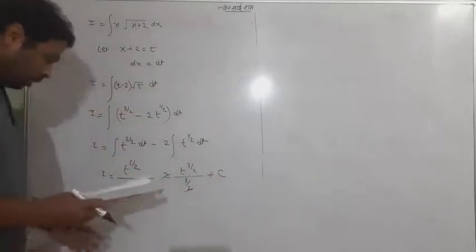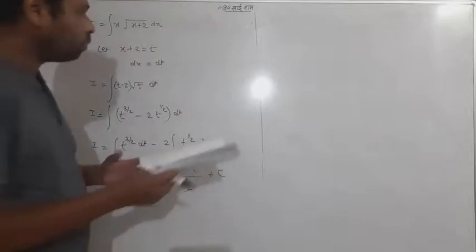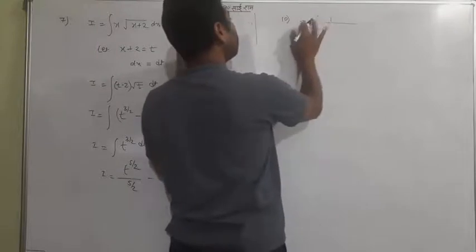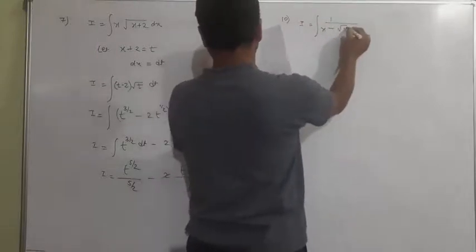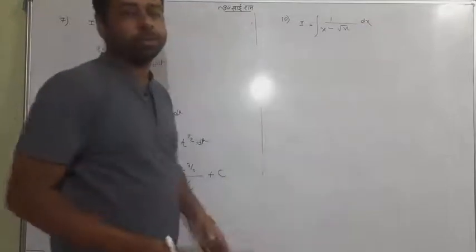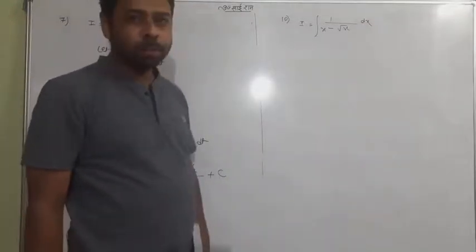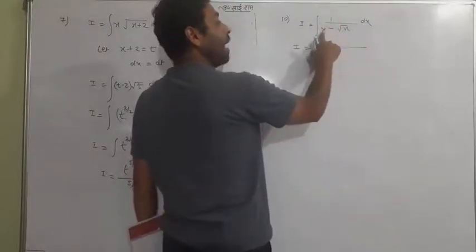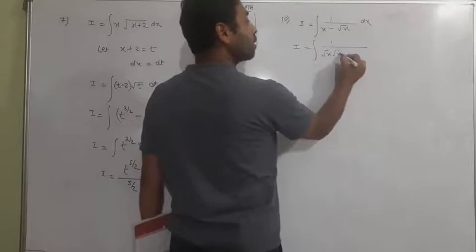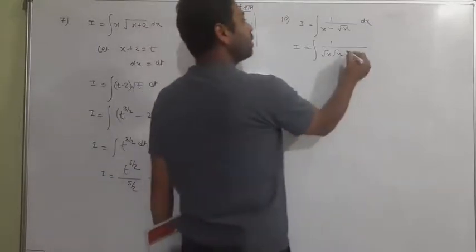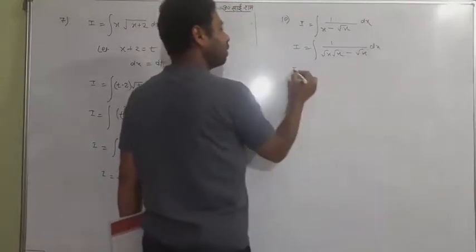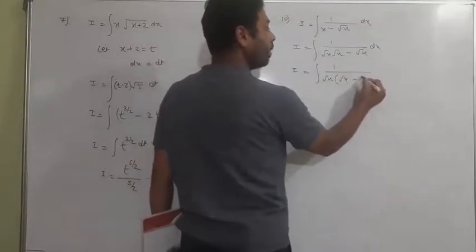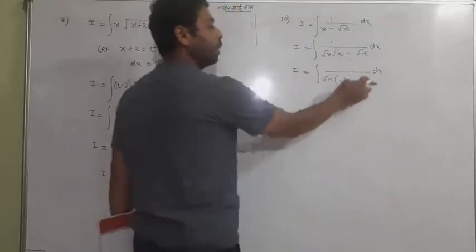Okay. Now I'll go on to the next. Some questions I'll tell you. Question number 10. I is equal to the integral of 1 upon root x minus x dx. This is a question. So what you will do? That's simple. I is equal to, you write this x as root x into root x, minus x dx. Next you take out the common root x, so only root x minus 1 remains.